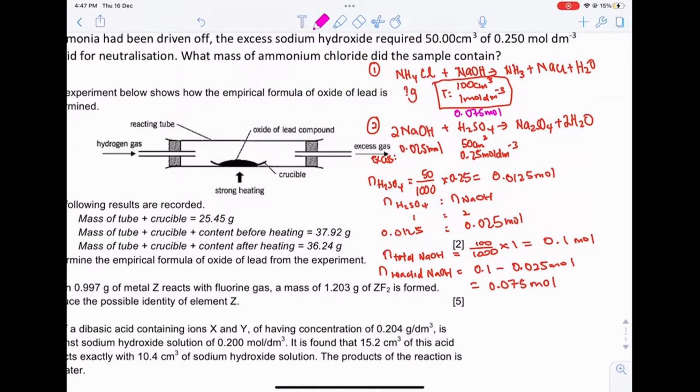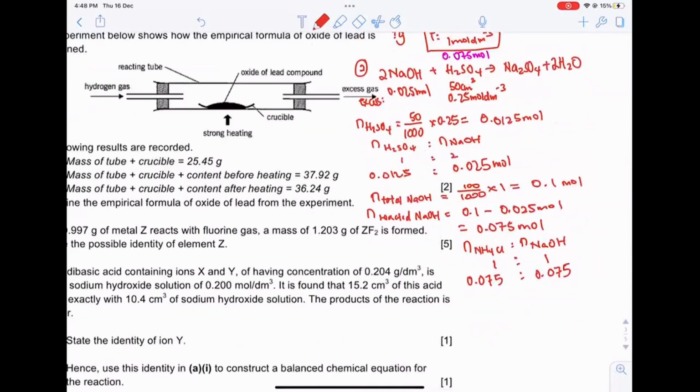Then by mole ratio, the number of moles of NH4Cl to the number of moles of NaOH is 1:1. Let's just do a double check to make sure it's balanced. 4, 5, 5. Yes, everything's balanced. So it's 1:1. So therefore, if I have 0.075 moles of reacted NaOH, then I will have 0.075 moles of ammonium chloride that has reacted. So therefore, the mass of ammonium chloride will be number of moles times the MR. So N is 14 plus 4 plus 35.5.